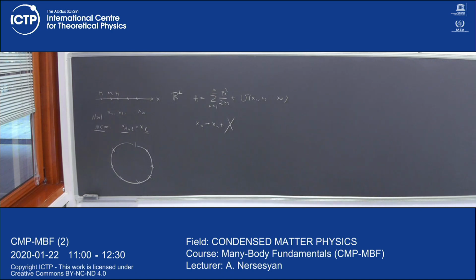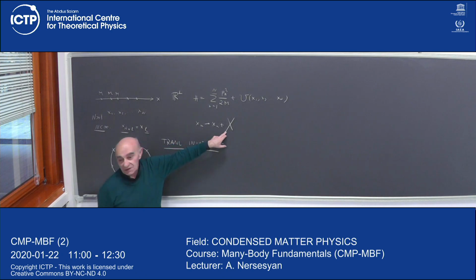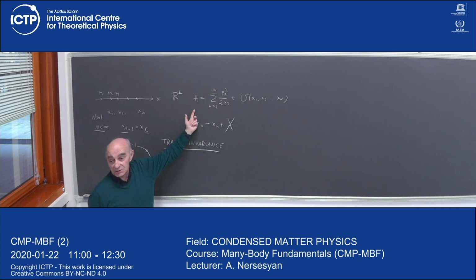Now the most important requirement is, of course, translation invariance. What do I mean by that? That for all n simultaneously, by an arbitrary amount X, I make the set of transformations in the Hamiltonian, and the Hamiltonian does not change. This is what is meant by translation invariance.